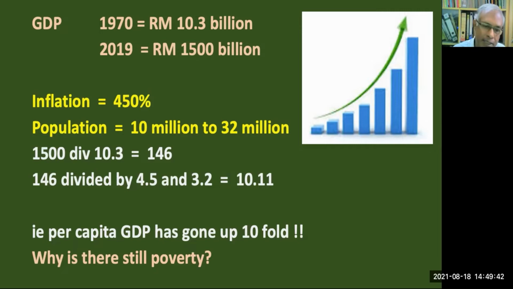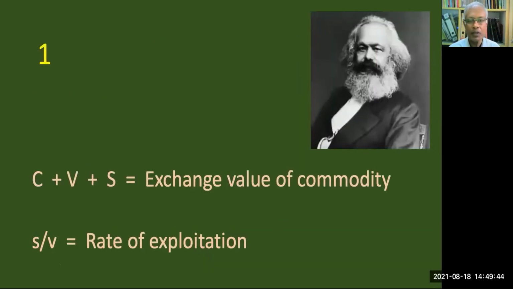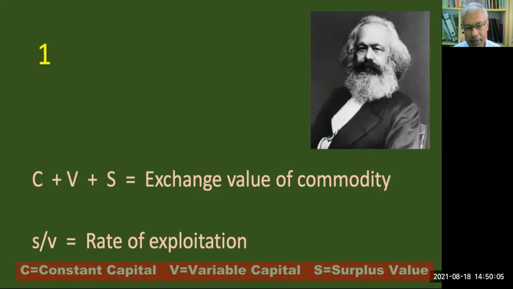The second one, please. Next slide, please. So if you look at the question of why there is still poverty, of course, from the Marxist point, Marx would analyze it in terms of C, which is capital spent on machinery and raw materials, constant capital. V is variable capital spent on labor. And S is the surplus extracted from labor. And that all equals the exchange value of the commodity, which is actually the amount of labor in the commodity.